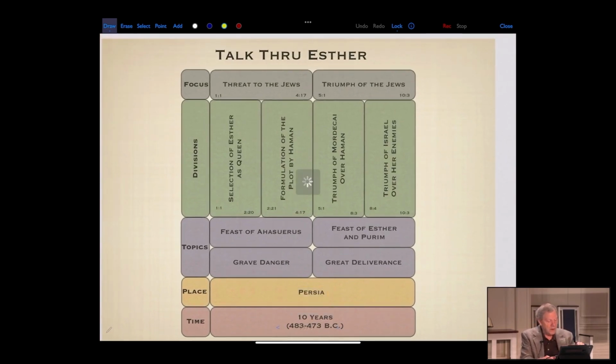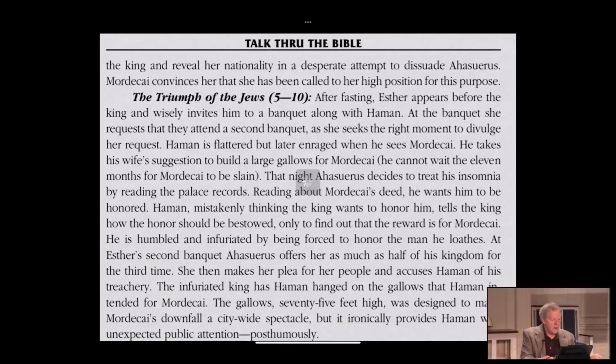And then let me just continue the plot with you. Again, now we go to the triumph. After fasting, and it was a period of fasting and prayer, in which she asked those who were with her to fast, Esther appears before the king and wisely invites him to a banquet along with Haman. What request do you have, he says when he raises the golden scepter? Even up to half my kingdom, it'll be granted to you. Remember he says that to her? And so she's been granted a great favor with the king.